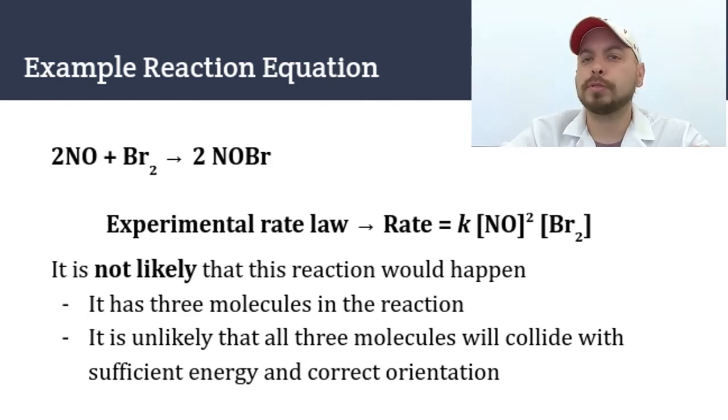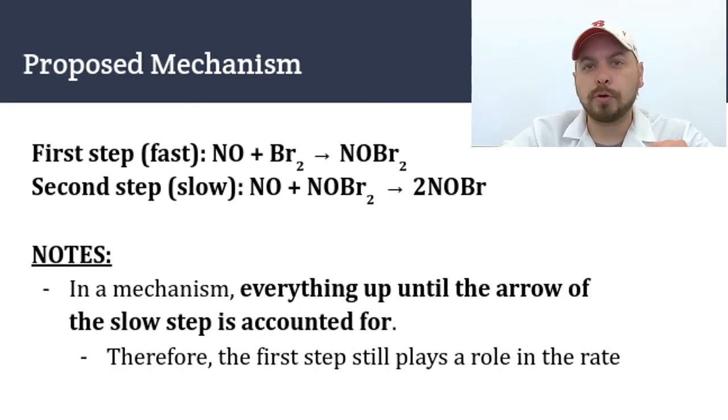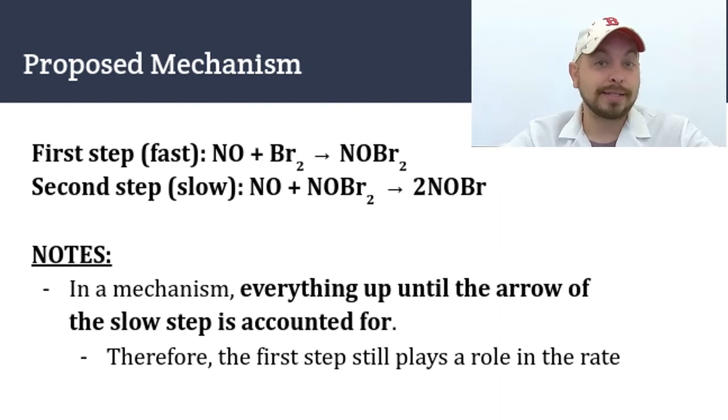So we're going to propose a mechanism. And in this proposed mechanism, I propose that the first step is fast and the second step is slow. So in the first step, we combine nitrogen monoxide with a bromine. And in the second step, we combine nitrogen monoxide with NOBr2, which is, in this case, an intermediate. So these are my two steps, and you'll see that the slow step I've proposed is second.